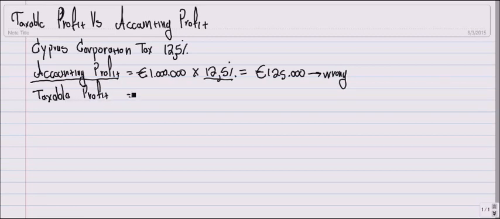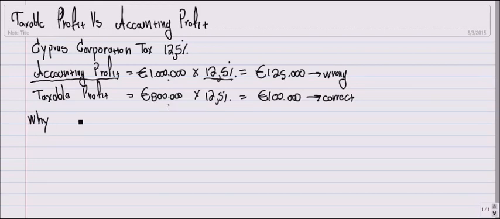In our example, the taxable profit is 800,000. So in our example, we need to pay less tax. According to the calculations, the tax is only 100,000, and this is the correct one. Okay, why is there a difference between this and this?